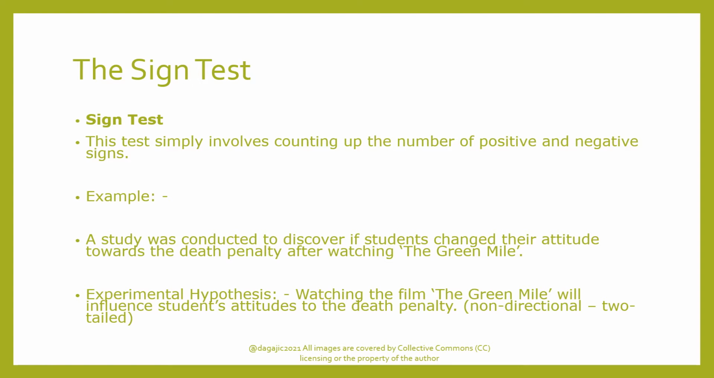A fictitious study was conducted to discover if students change their attitudes towards the death penalty after watching the film The Green Mile. So the hypothesis is watching the film The Green Mile will influence students' attitudes to the death penalty. It's non-directional or two-tailed because it is fictional. There's no previous research to back this up.